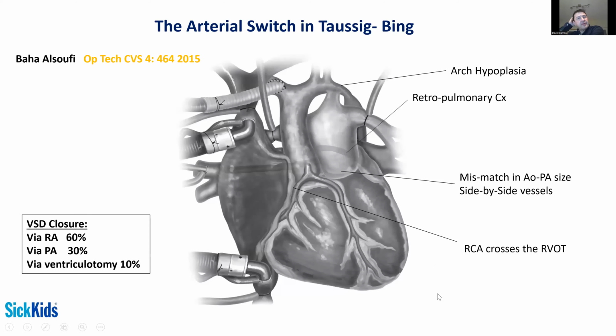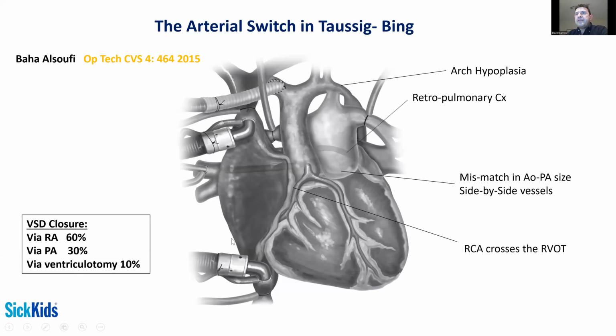So these are just some really nice images that I've stolen from the Operative Techniques textbook. They're from Baha Al-Sufi, who was a trainee in Sick Kids. And they're very nice pictures, I think, because they really show all the typical associated problems with Taussig-Bing, and also, I think, show exactly how I would approach these sort of problems.